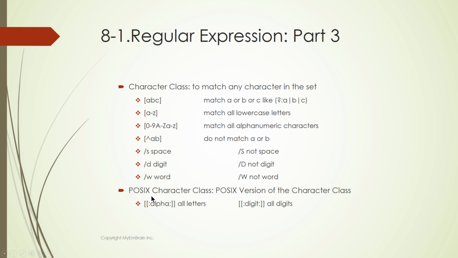Next is the POSIX character class. This is the POSIX version of the character class, which means that you can use double bracket, colon, alpha, colon, double bracket to indicate that you want to match any character at that position, either a capital A or a capital Z, A to Z, any character at that position would be considered a match. Similarly, double bracket, colon, digit, colon, double bracket is used to indicate that you want to match a digit at that position.